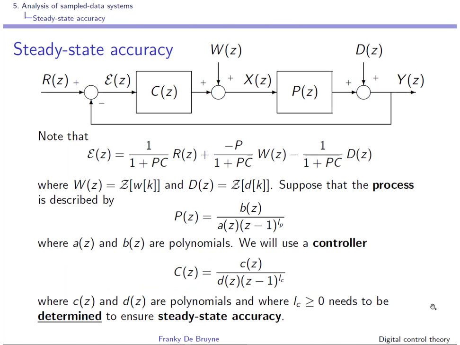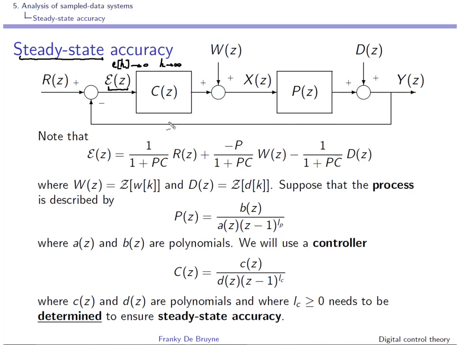Well, in this section we look at steady state accuracy. So steady state means that all the transients have disappeared. So it's when time goes to infinity, and accuracy here means that we are looking at this signal over here. It's the set point minus the signal that we control. So for steady state accuracy, we want the signal epsilon or e(k) to go to 0 when k tends to infinity.